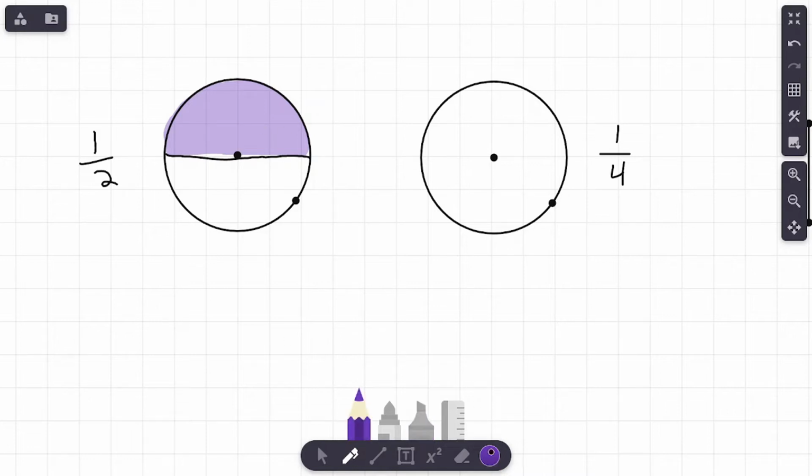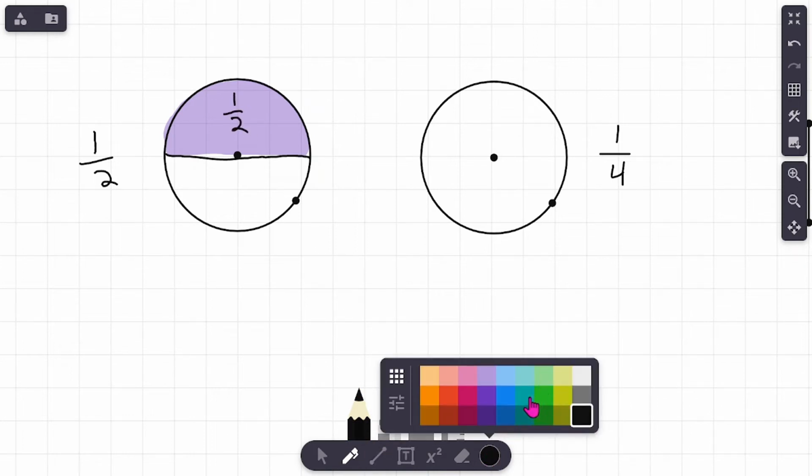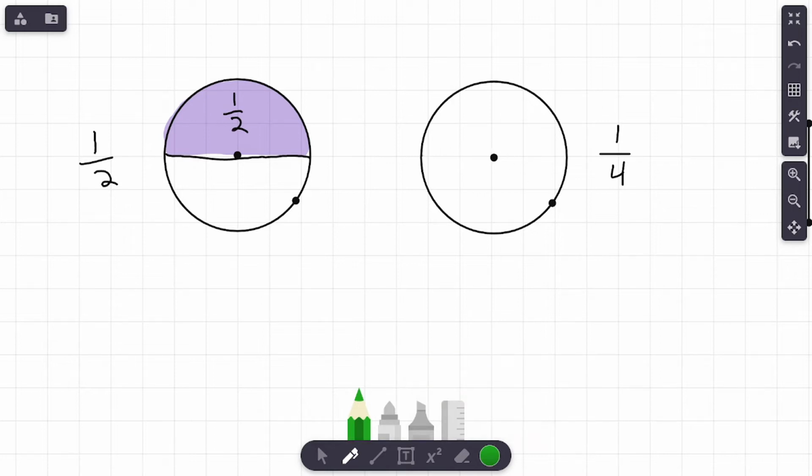I'm even going to write that inside of the fraction model. Here's 1/2. And then on the right side, I'm going to go with a green color. We need 4 equal sections. There we go. 1, 2, 3, 4. And my numerator tells me to color in 1. So that is what I'm going to do. All right, here we go. We have 1/2 and we have 1/4, and we are comparing these two fractions.